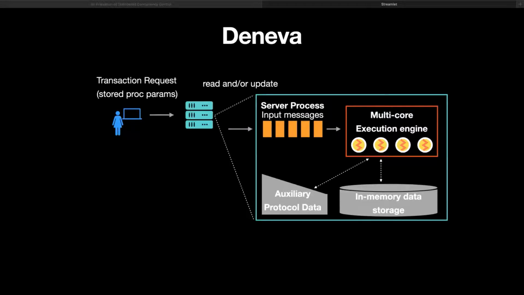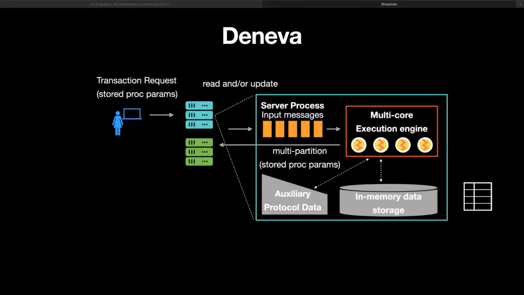So this is the main data store, and this main data store is organized as a simple per-partition hash table. In the case of multi-partition transactions, the multi-core execution engine sends requests to other servers.